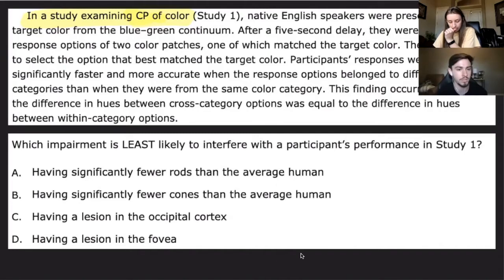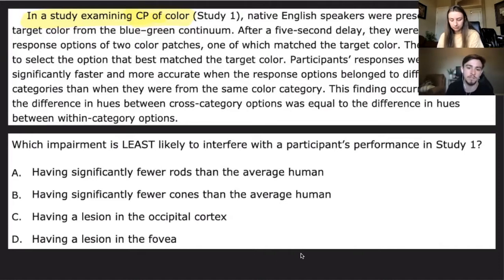Participants' responses were significantly faster and more accurate when the response options belonged to different color categories than when they were from the same color category. So I guess they're saying you were faster if you were asked to pick between red and blue than if you were asked to pick between like purple and periwinkle. This finding occurred even when the difference in hues between cross-category options was equal to the difference in hues between within-category options. Okay, that makes me think that the within and cross-category thing was a passage information that we're missing.